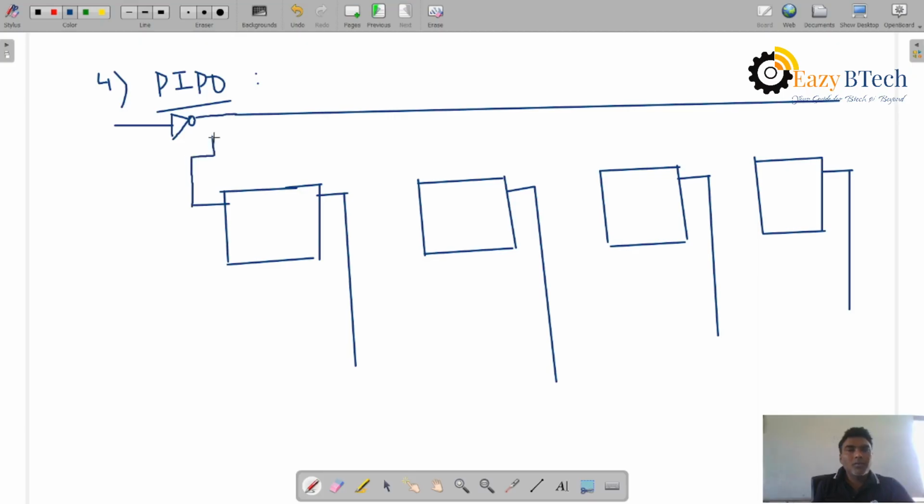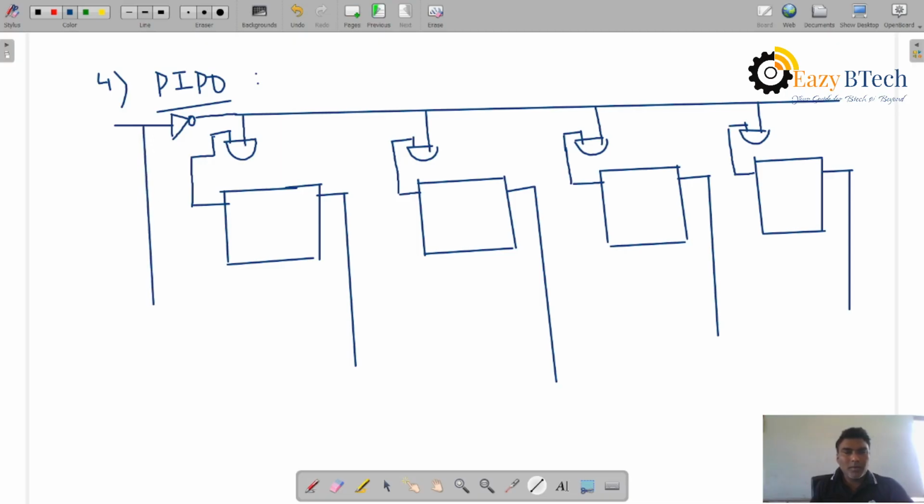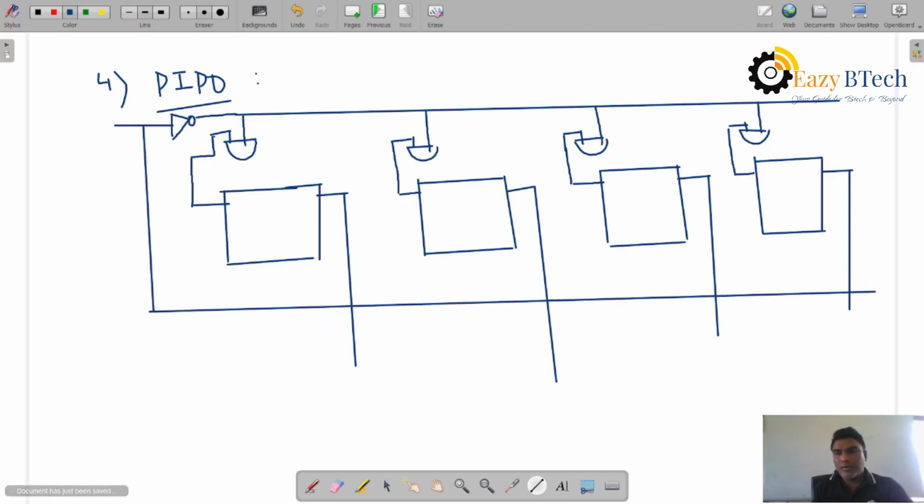Here, this is an AND gate. And here also, let me dot directly. This is one AND gate. Again, this is one AND gate. This is one AND gate again. This is one AND gate, right? So from here to here we have taken.